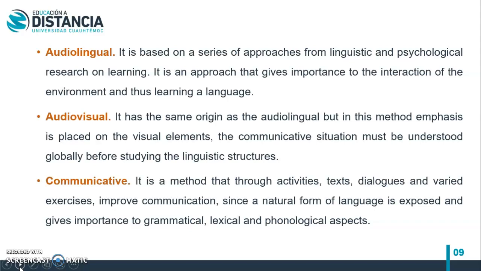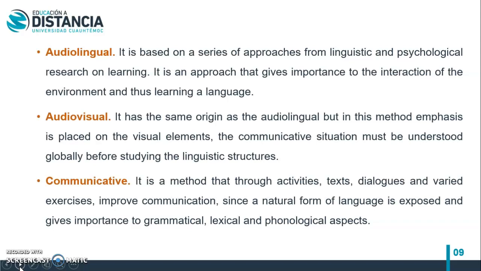Audiovisual. It has the same origin as the audiolingual, but in this method emphasis is placed on the visual elements. The communicated situation must be understood globally before studying the linguistic structure.